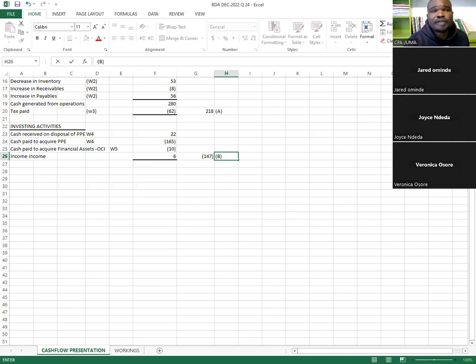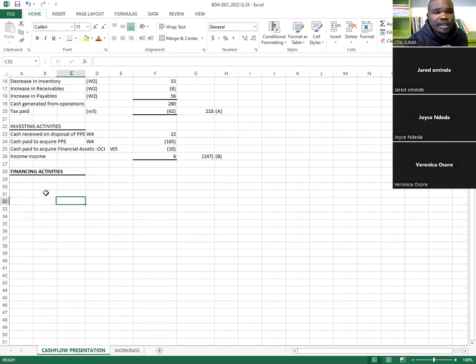Then finally, we are going to financing, which is our C. So financing activities. For financing, you go to equity and non-current liabilities, down below. So very fast.